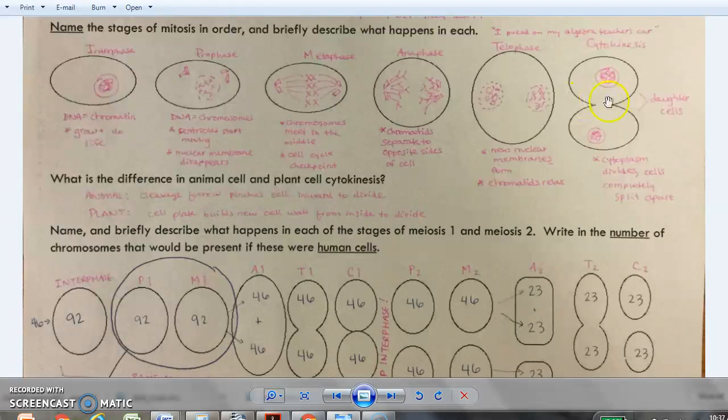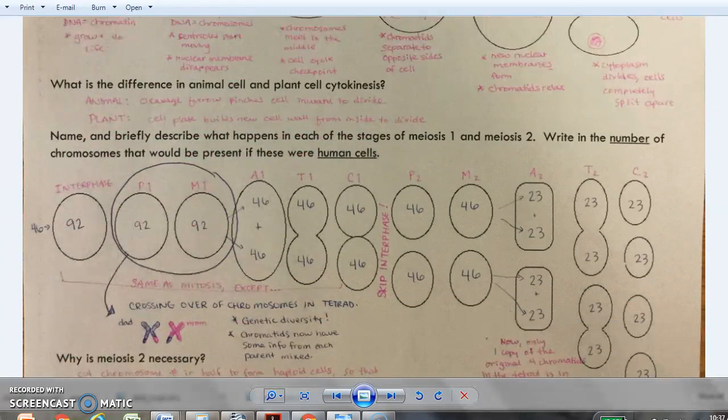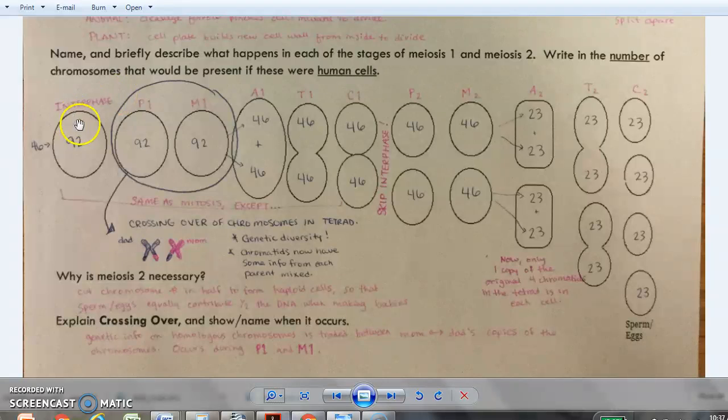In plant cells, they can't pinch inward because their cell wall is too rigid, so instead they build a new cell plate right here across the inside, and that's how they divide. In meiosis, we've got the same phases: interphase, prophase, metaphase, anaphase, telophase, and cytokinesis. And then we skip interphase and start meiosis 2, prophase, metaphase, anaphase, telophase, cytokinesis.